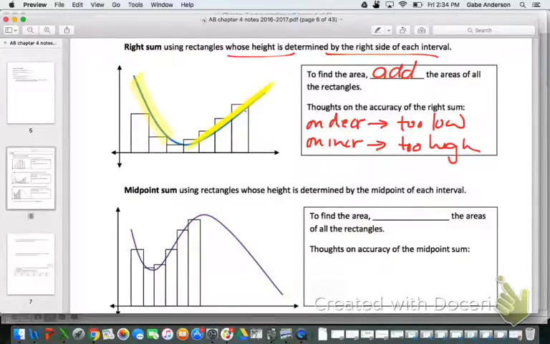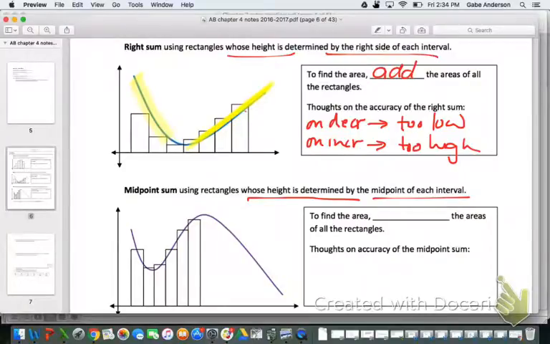All right, and then finally we have the midpoint sum. The midpoint sum is essentially the average of the left sum and the right sum. And so the midpoint sum is going to use rectangles whose height is not determined by the left end or the right end, but by the midpoint of each interval.